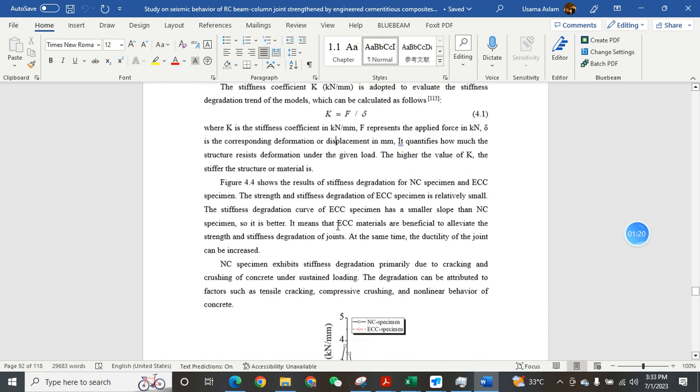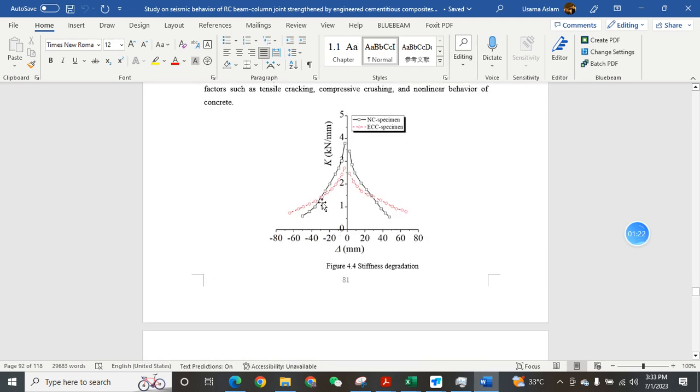So how do we get this graph? First of all, this is for the ECC material, red color, and the black is for normal concrete. And you can see that the slope for normal concrete is much higher than the ECC. So the ECC stiffness degradation is much lower than the normal concrete. So it is the better material. ECC is the better material. And how can we get this graph?